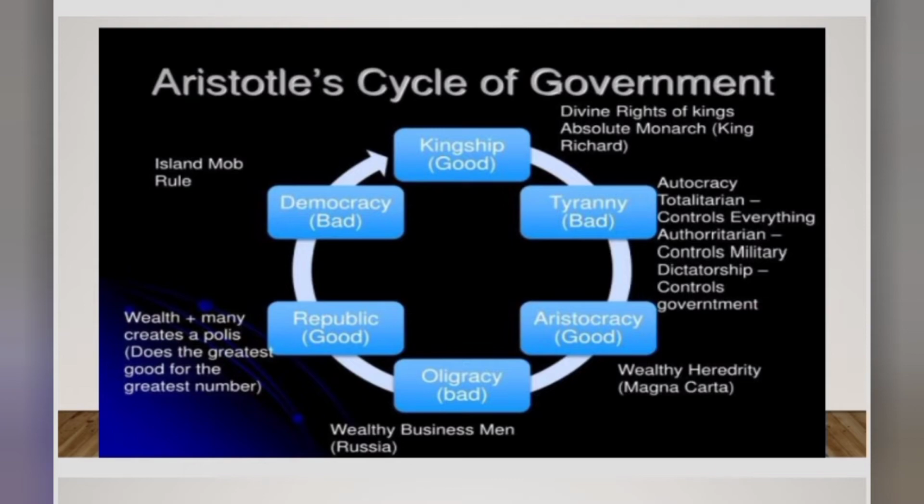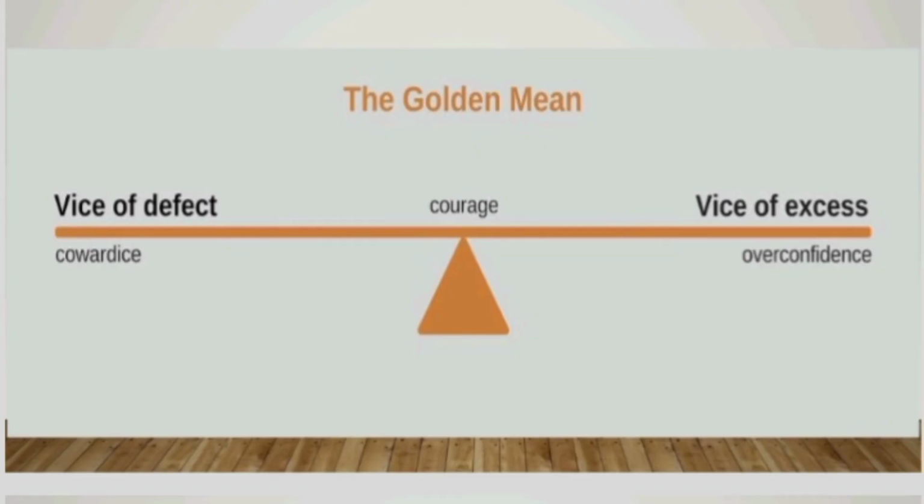So Aristotle's theory of cyclic change defined all this in this way, and that's how the cycle of political change continuously evolves this way, right? The golden mean, the doctrine of golden mean.